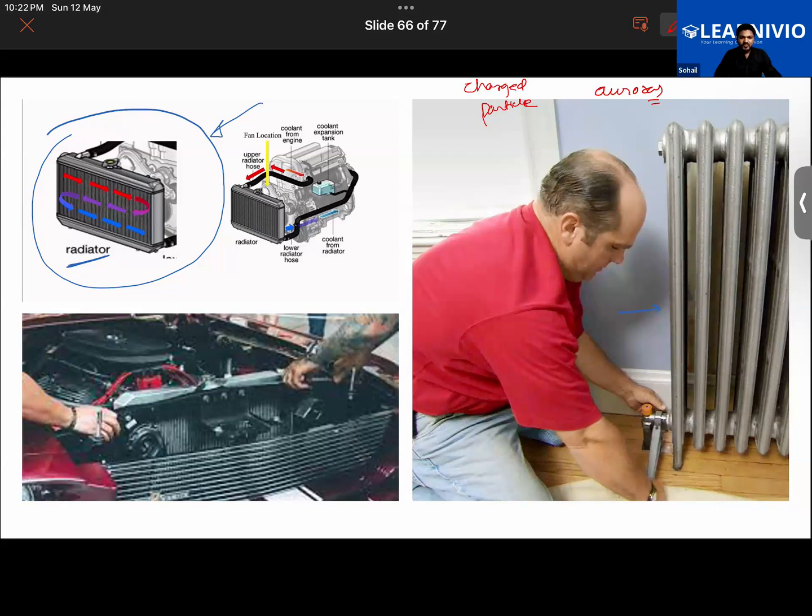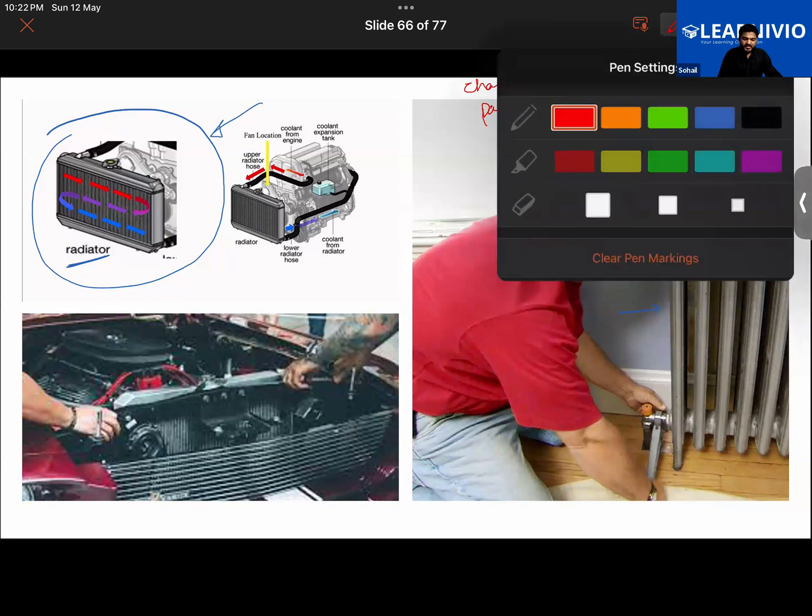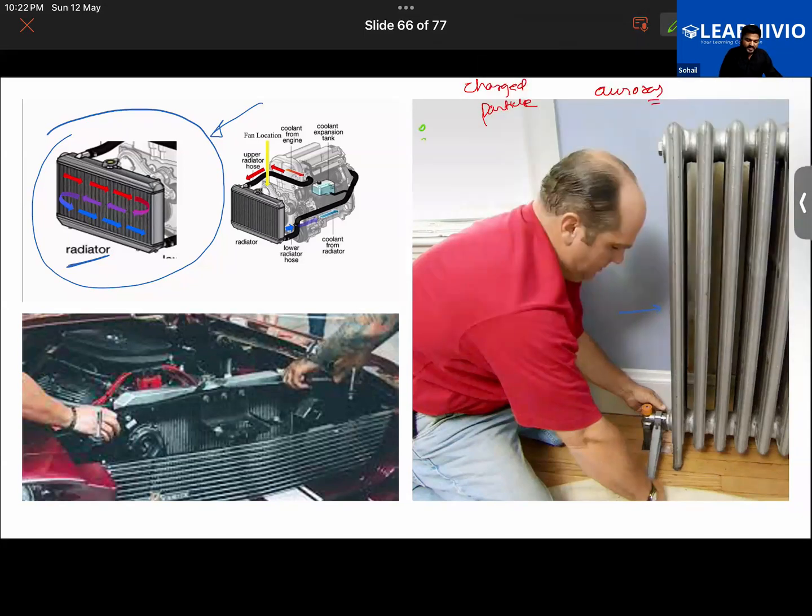Pringa, are you getting it? Abu, are you getting it? Let's try to understand it in this manner. See, there are some charged particles.